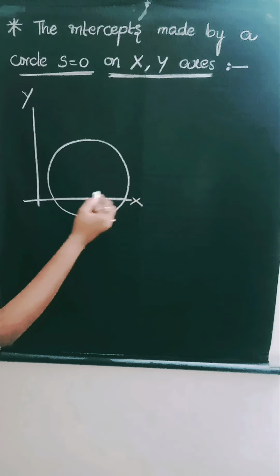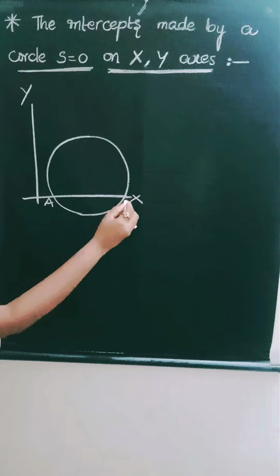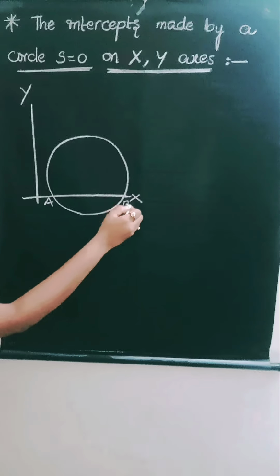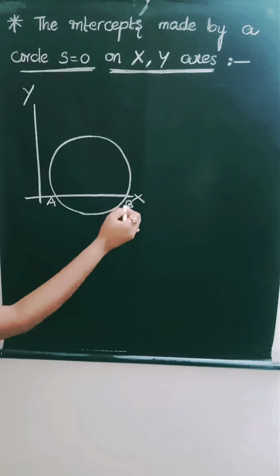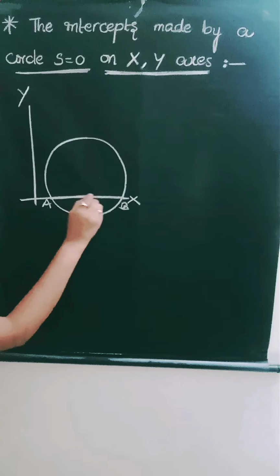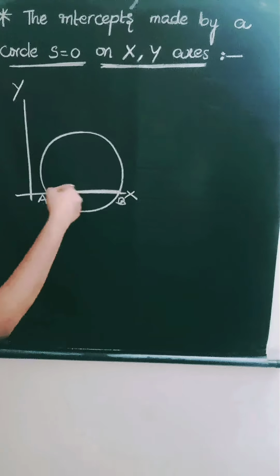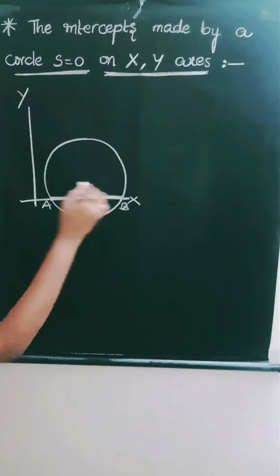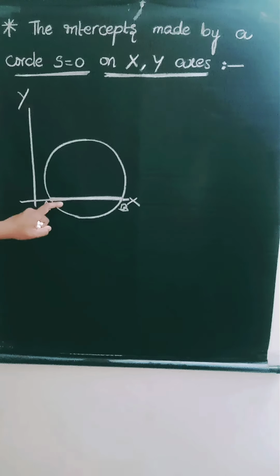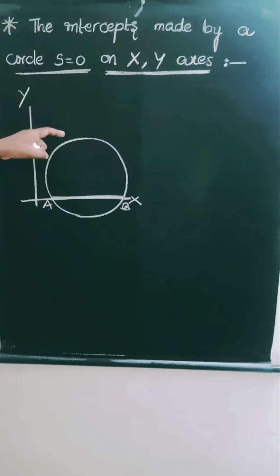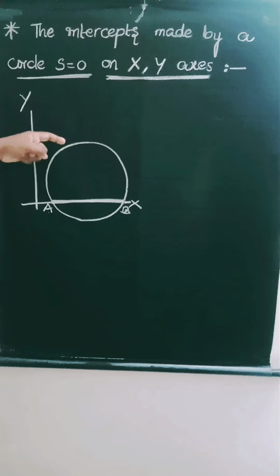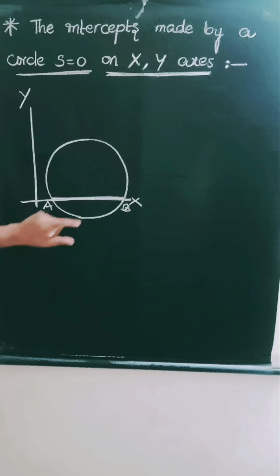Now this is the circle. The circle cuts the x-axis at 2 points, which are taken as the points A, B. Now the length AB is called the x-intercept of the circle made by the x-axis. This is called the x-intercept of the circle.